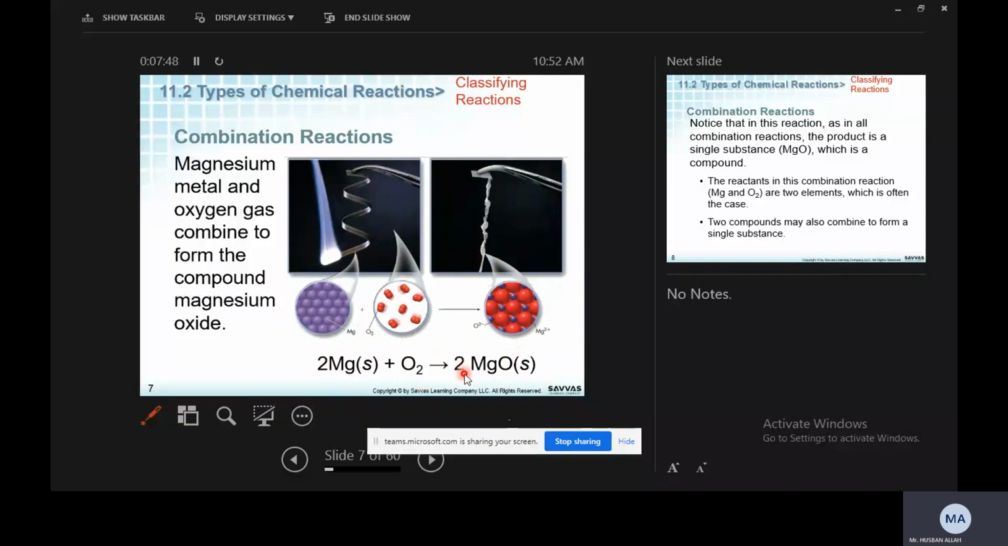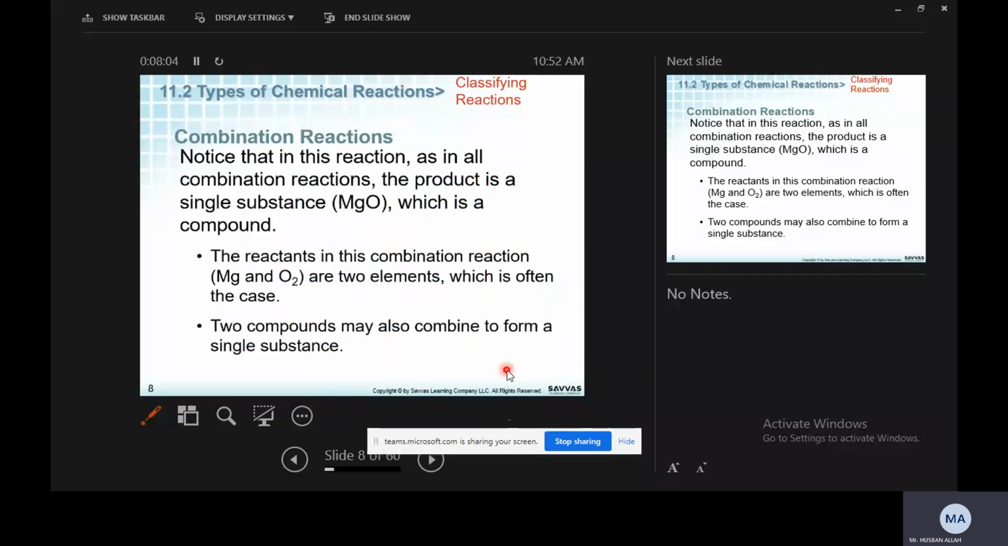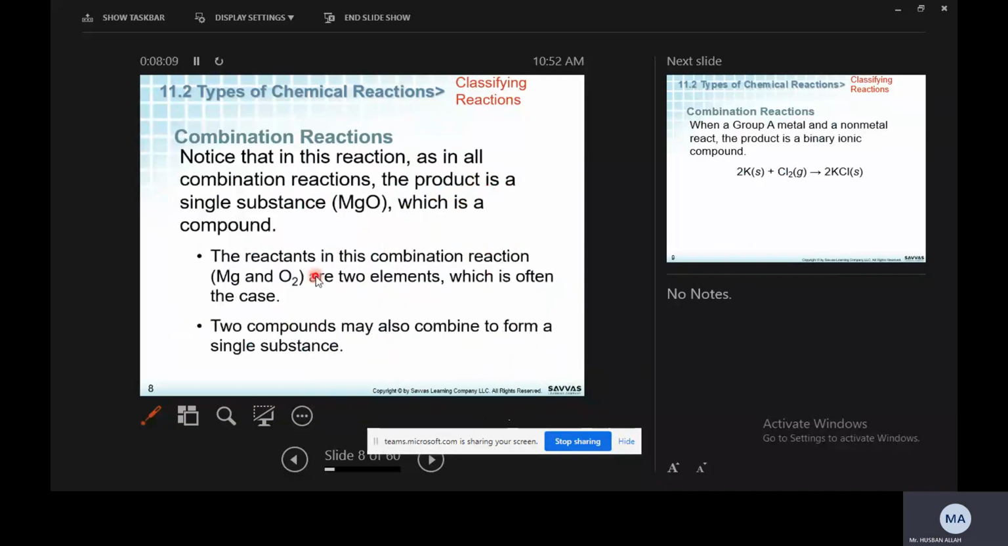So this two is applicable to magnesium and also to oxygen, right? So here we have two oxygen atoms. Here now we have two, because this two is applicable to both magnesium and oxygen. Clear? Okay. Next, this is the explanation of the previous reaction which I gave.